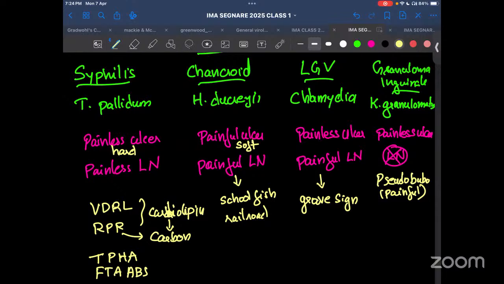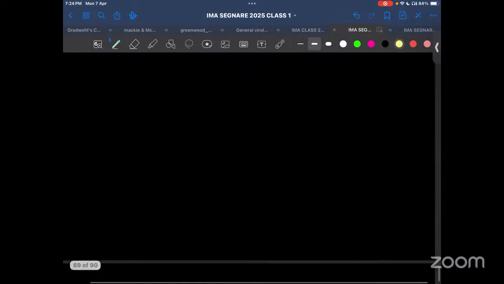So that is the whole picture of genito-ulcerative disease, and now you can easily answer depending on whether the ulcer is painful or painless, and whether the lymph node is painful or painless, if lymph node is present or pseudobubo is present. So that is it about this.